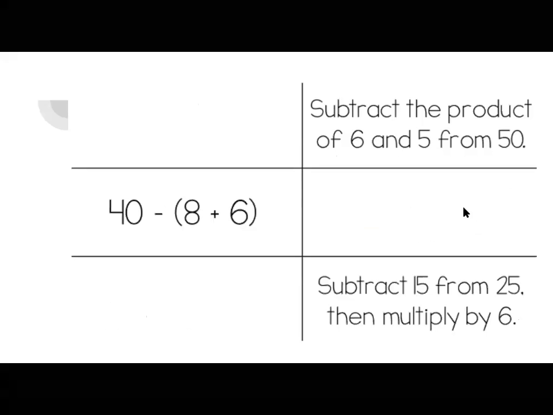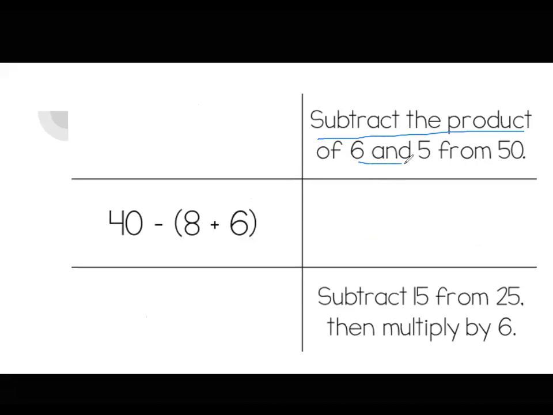All right, subtract the product of 6 and 5 from 50. So since it's from 50, we know that we're starting with 50 and we're subtracting, but we don't know what the product is just yet. So that's something that we'll have to work out first. So we're going to put parentheses, so that way we will multiply first, and once we multiply, we can then subtract from 50.